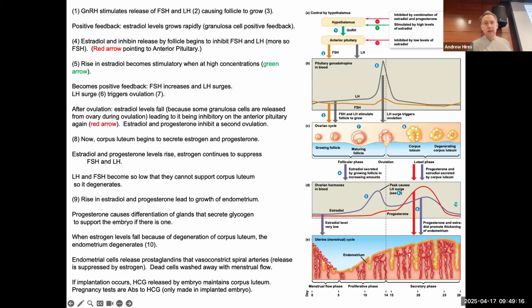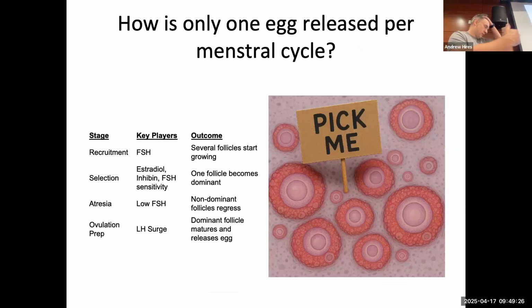So this process of follicular development occurs every cycle, every 4 weeks or so. So how do we only get one egg released per cycle? There's going to be a phase.